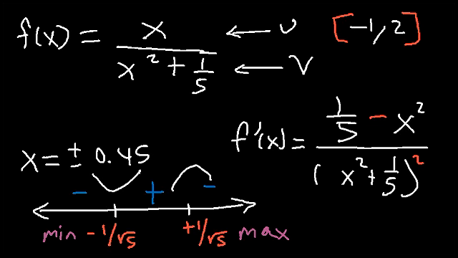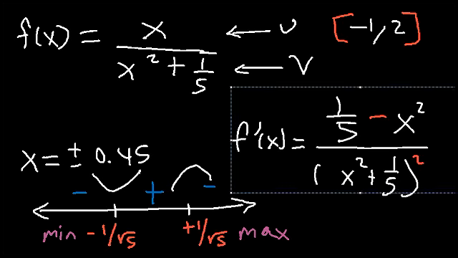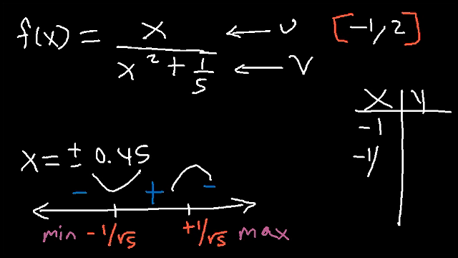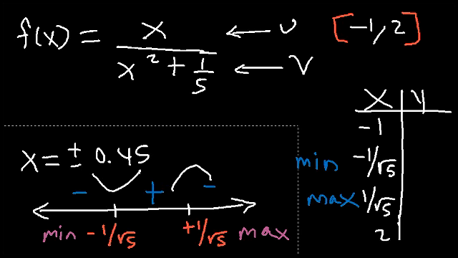So now what we need to do is make a table. We're going to use the points negative 1, negative 1 over root 5, 1 over root 5, and 2. So we said that negative 1 over root 5 is a local minimum, and positive 1 over root 5 is a maximum. So let's get rid of this stuff.